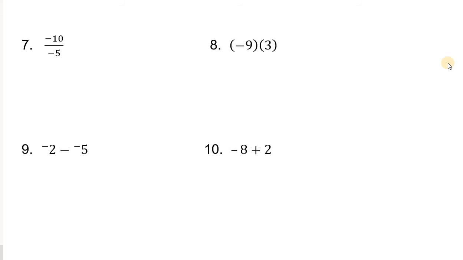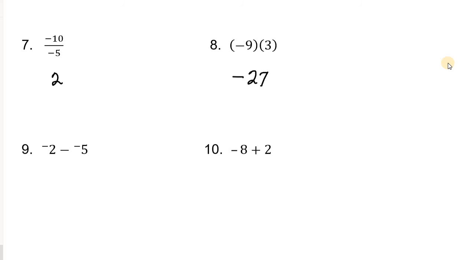Okay, problem 7, I have a division problem. A negative divided by negative is positive. So this answer is going to be positive 2. Problem number 8, I have -9 times positive 3. When you multiply two numbers with different signs, your answer is negative. So this is going to be -27.